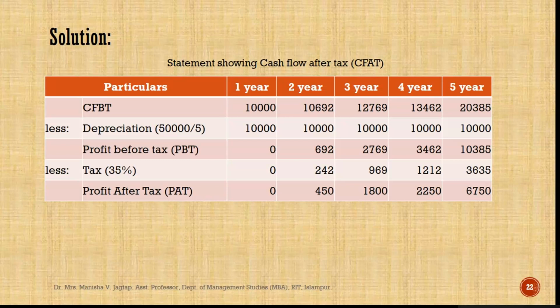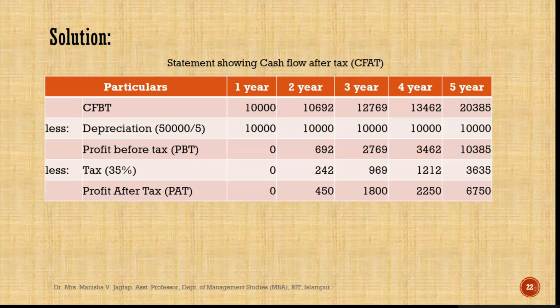Less depreciation. Now you know how to calculate depreciation. That is cost minus salvage value divided by life of an asset. So 50,000 cost is given, no salvage value, and life is 5 years. By this way, we calculated depreciation, and the straight line method is used by the organization. So 10,000, we are writing this for all the 5 years.